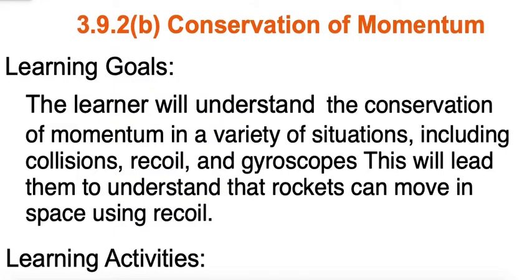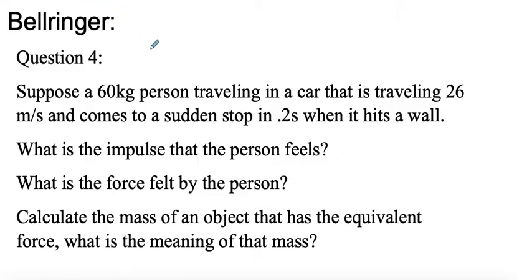But before we get going, as usual, we have our review type bell ringer question. Suppose a 60 kilogram person is traveling in a car that's traveling 26 meters per second and comes to a sudden stop in 0.2 seconds and hits the wall. So hitting the wall, final velocity is going to be 0 meters per second. What is the impulse felt by the person and what is the force felt by the person?